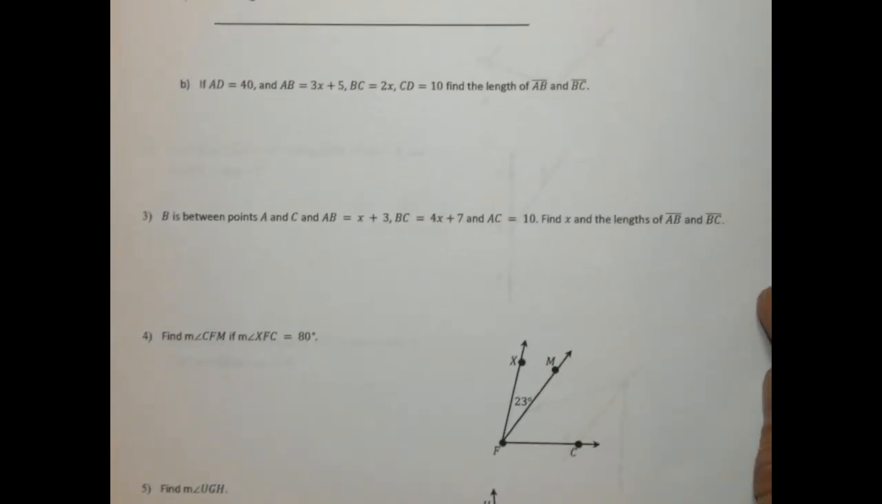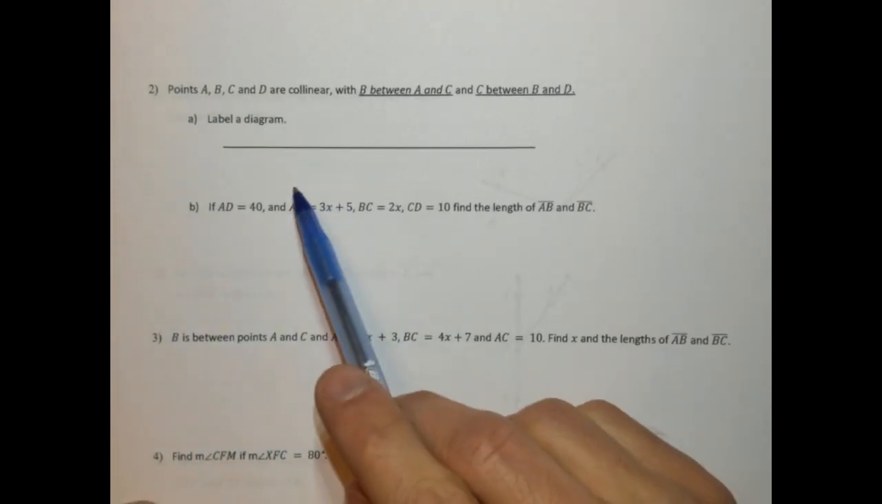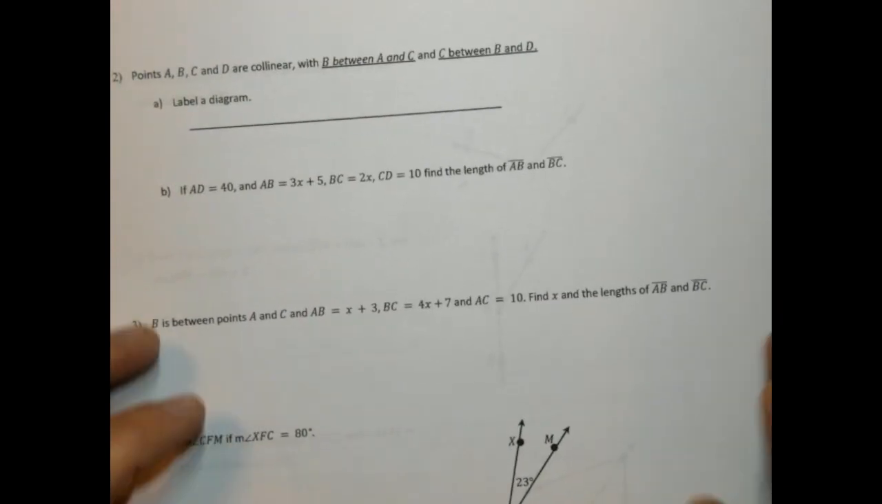Let's take a look at number 2. Points A, B, C, and D are collinear, with B being between A and C, and C being between B and D. Okay, so let's see how we're going to do this. So they give us a little line segment here. We're going to draw these here.